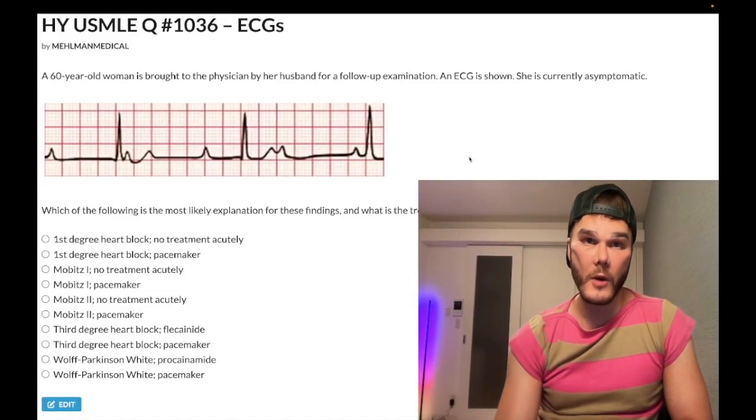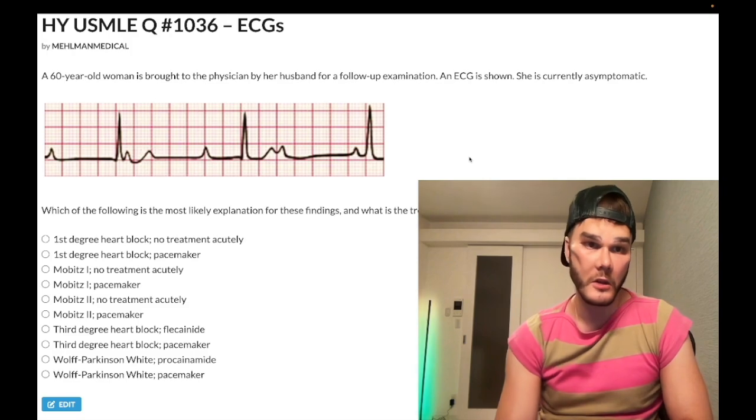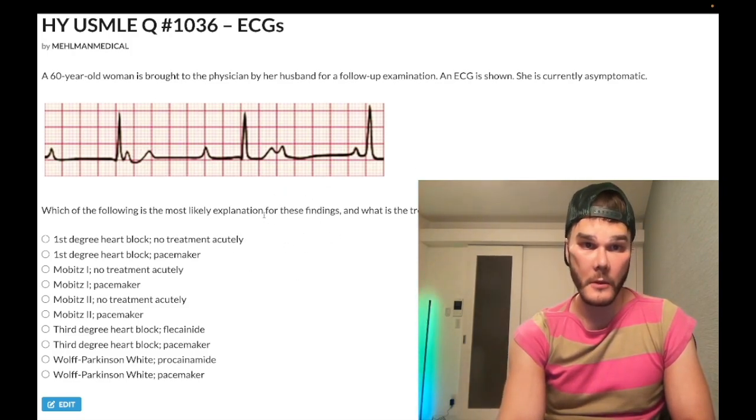How's it going, guys? Past level question, ECG, Step 1, Internal Medicine, Step 2 CK. 6-year-old woman, asymptomatic, her ECG shown. The question wants to know what our diagnosis is and what the treatment is. Choices A and B, first degree heart block, wrong answer.